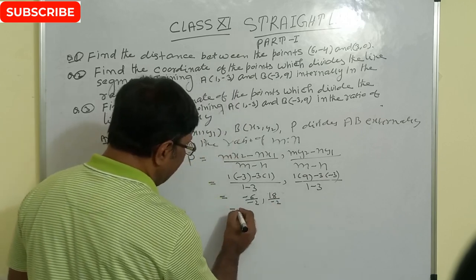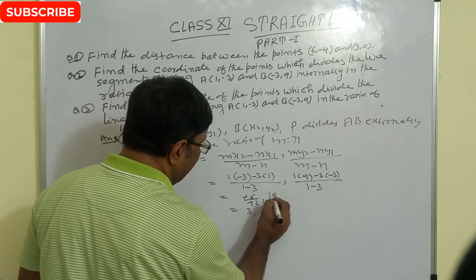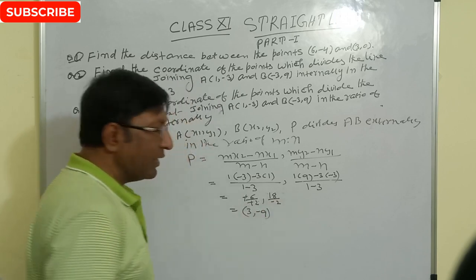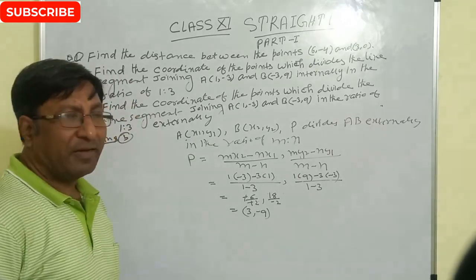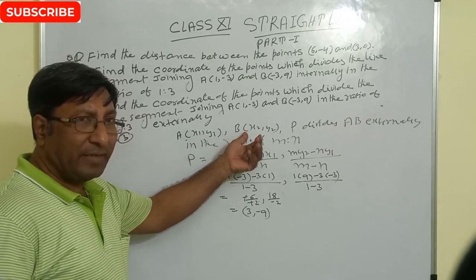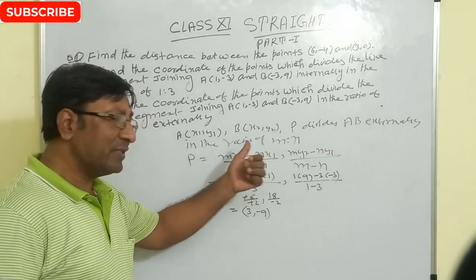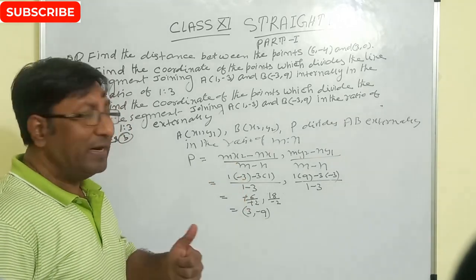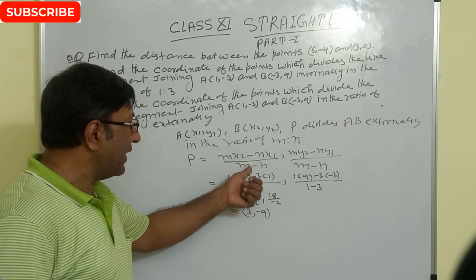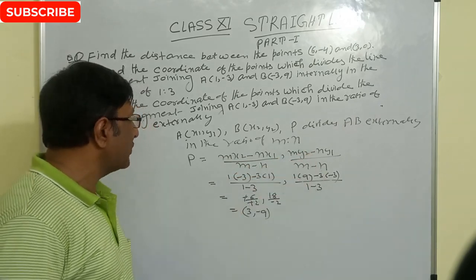So what do we get? The minus signs cancel. 2 threes are 6, and 2 nines are 18. So 3 and minus 9. So the coordinate of P is (3, -9). So when A and B points are given and P divides AB externally in the given ratio, then it is the same formula but the sign will be different, minus. So mx2 minus nx1 over m minus n, my2 minus ny1 over m minus n. We can solve this question.